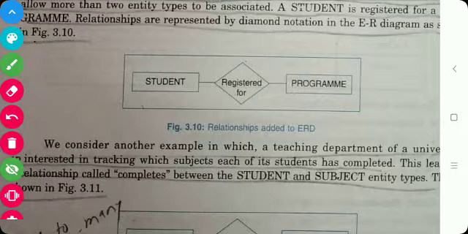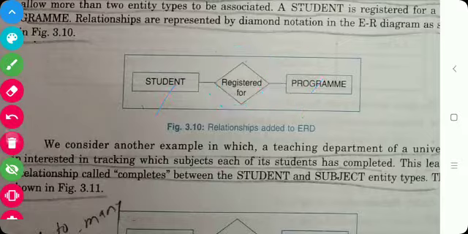Relationships are sometimes called binary relationships because they involve two entity types. The relationship is represented by the diamond notation, and we have to write the relationship inside that diamond. So here, student registered for program. Student and program are entity types, while registered for is the relationship between these two entity types, that is student and program.